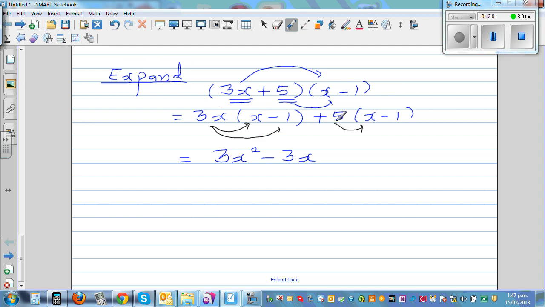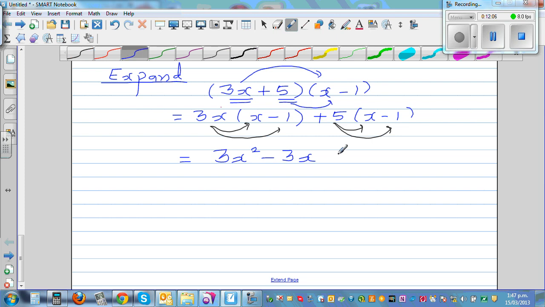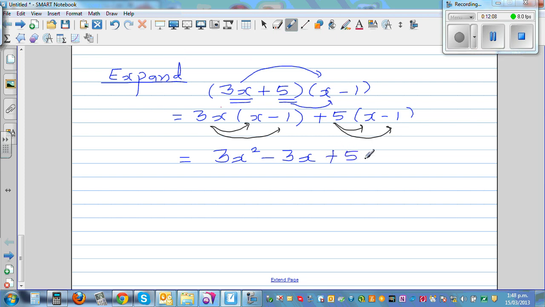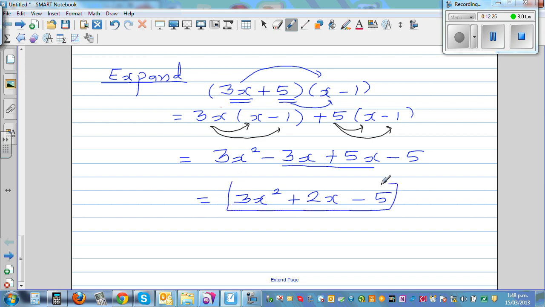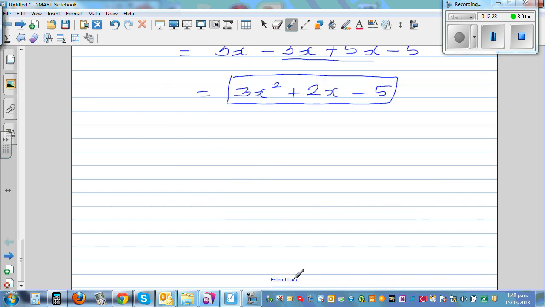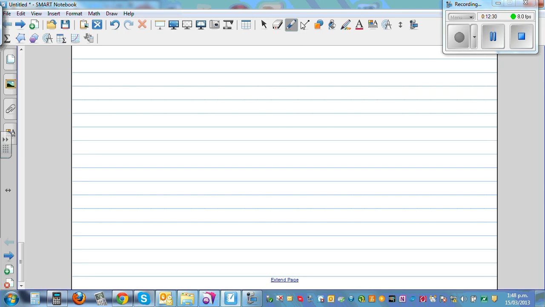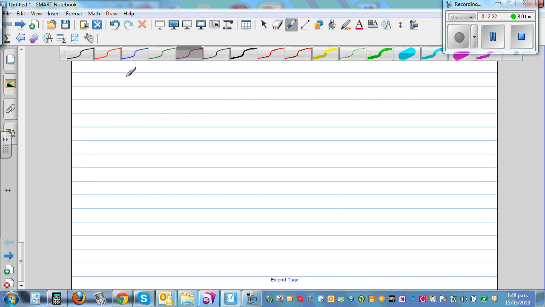So this is 5 times x and 5 times negative 1, so this is plus 5x minus 5. So you can simplify this too. You will get 3x squared plus 2x minus 5. That's your answer. Okay, so let me finish up with the last question. You want to simplify this. Simplify.